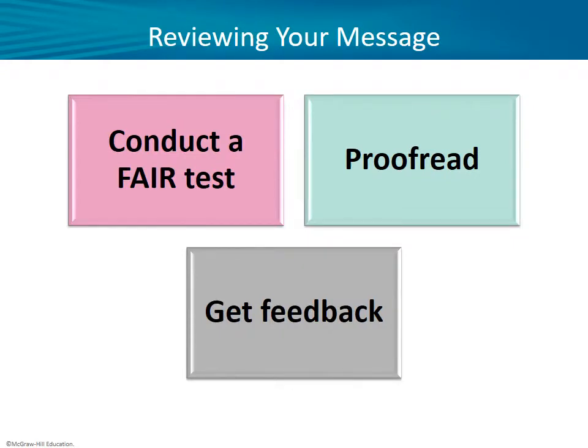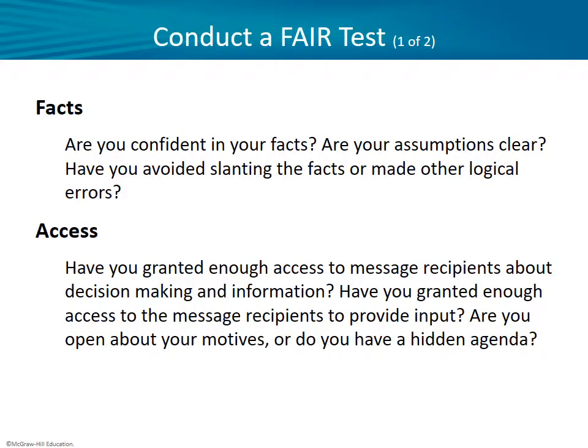The reviewing process includes 3 interrelated components: conducting the FAIR, F-A-I-R, test, proofreading, and getting feedback. These reviewing components ensure that you show fairness, get the message right, avoid error, and get perspectives from trusted colleagues. For important messages, particularly those that involve complicated issues, apply the FAIR test. The first 2 components are the following.